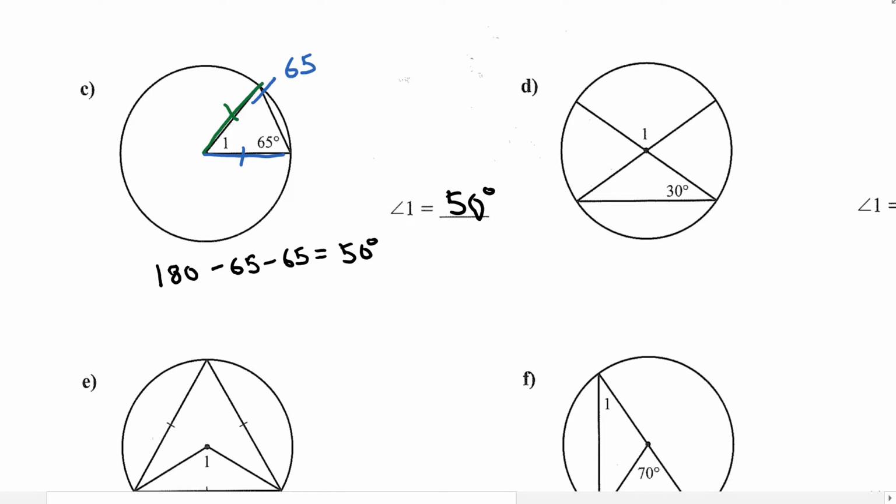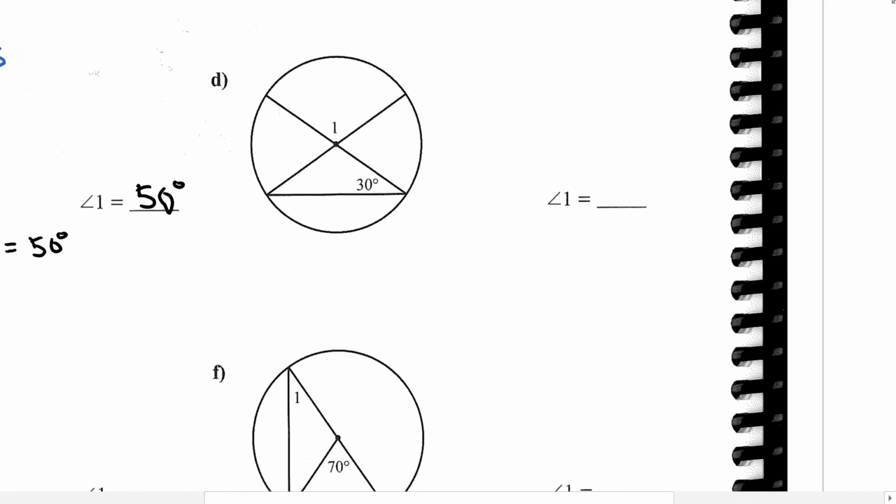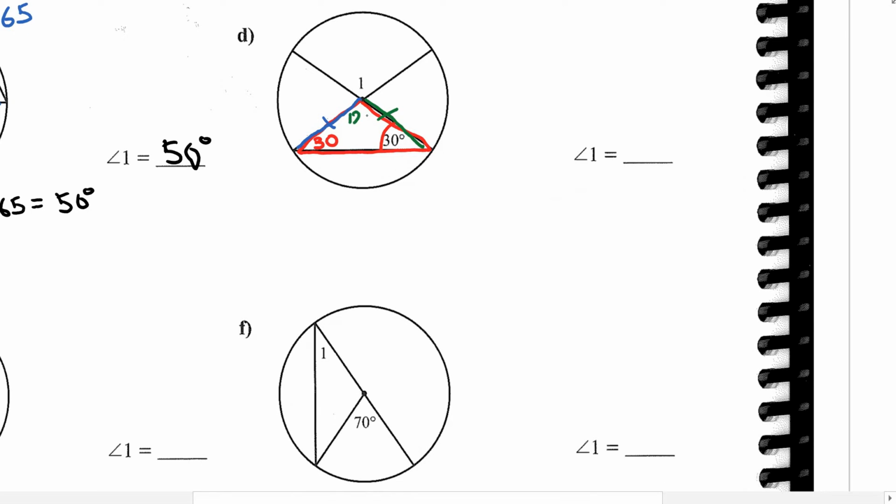Okay, let's move on to letter D now. For letter D, here's a radius right here, and here is another radius right there. So if this is 30 degrees, then this has to be 30 degrees. And then if you look into this triangle here, we know triangles add up to 180 degrees. So if I have 180 degrees minus the two 30 angles, I know this has to be 120 degrees.